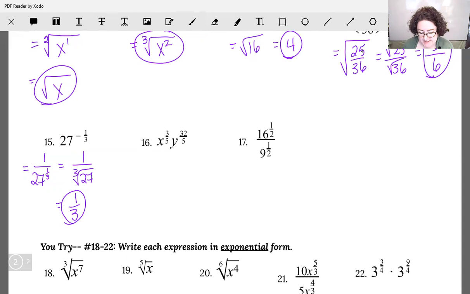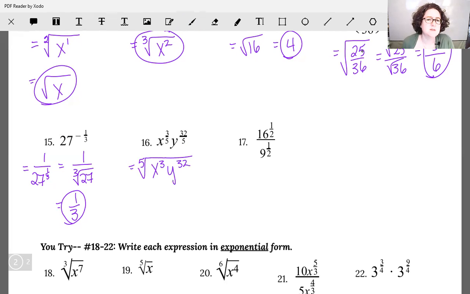All right, number 16. So we have x to the 3/5, y to the 32/5. I'm noticing both of these have 5 in the denominator of the fraction. So that means both of these have the same index. So I can put both of these expressions underneath a 5th root. Keep the numerator though. So x to the 3rd, y to the 32.